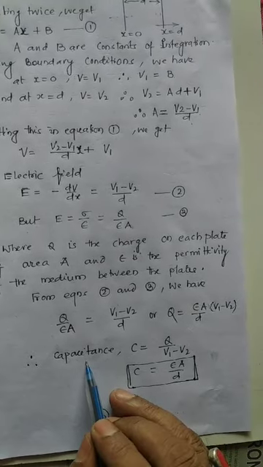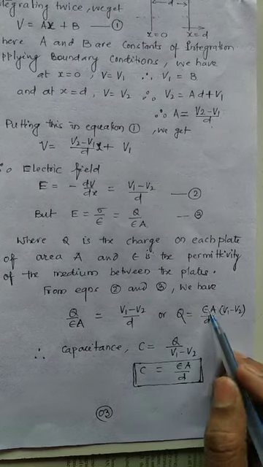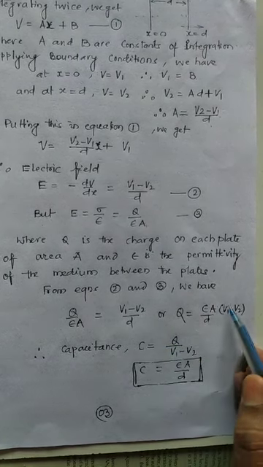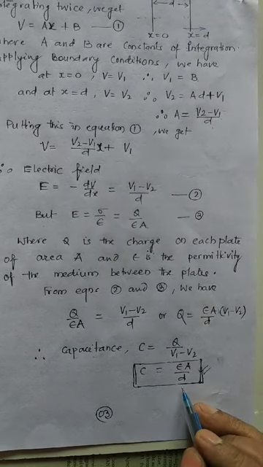Now we know that C is equal to Q by V. So taking the value of V1 minus V2, we get C is equal to epsilon A by d.